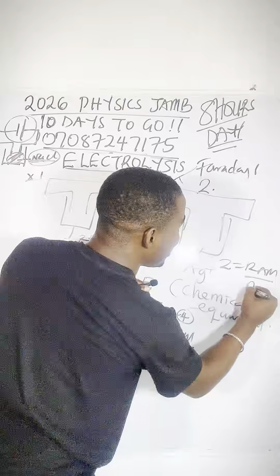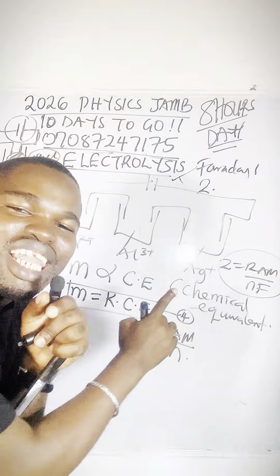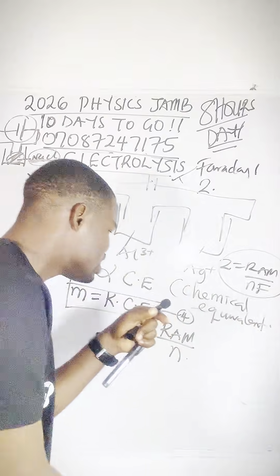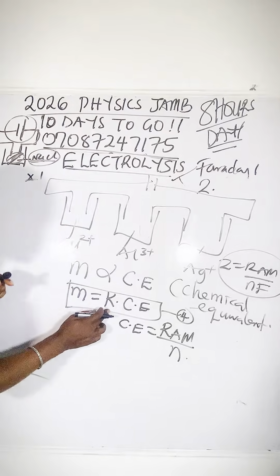RAM over NF. Why do you think it has F here? It's because that one is electrochemical equivalent. This one is called chemical equivalent. That's all you need. So what you just need is to make this one make sense.